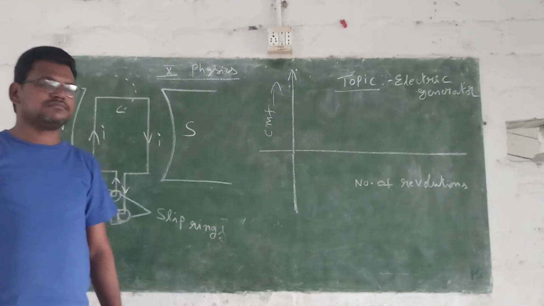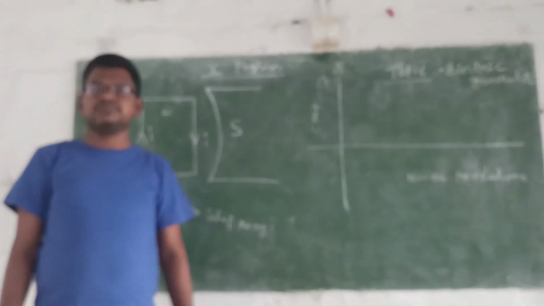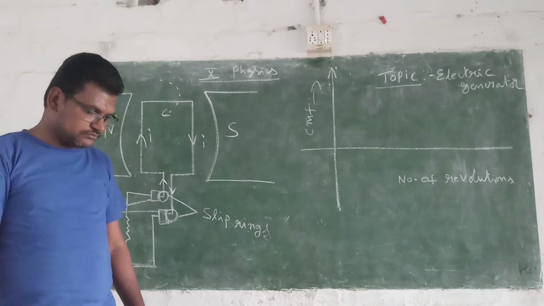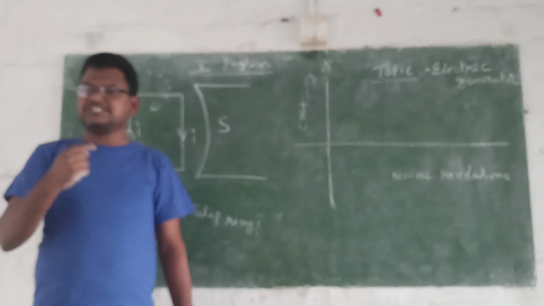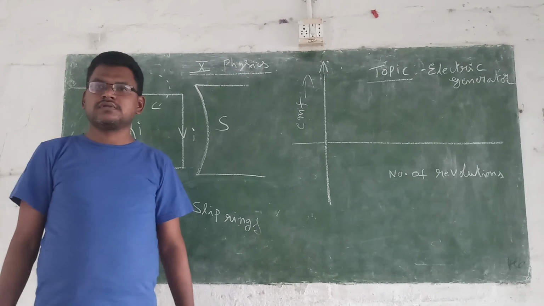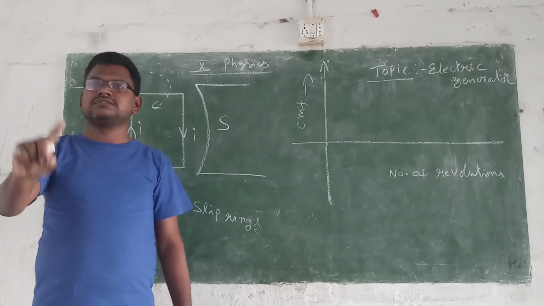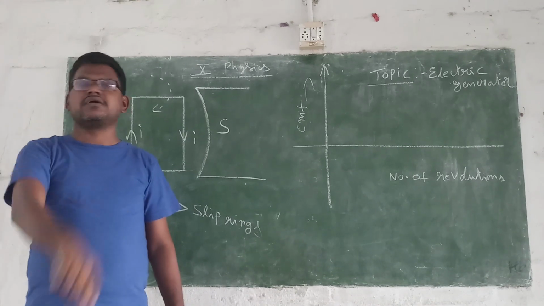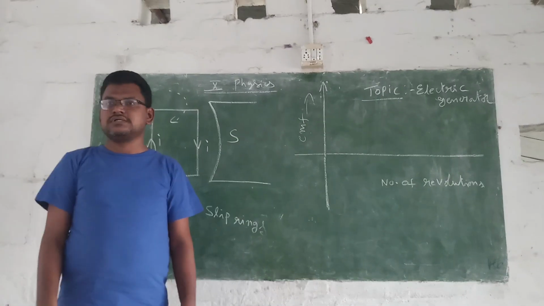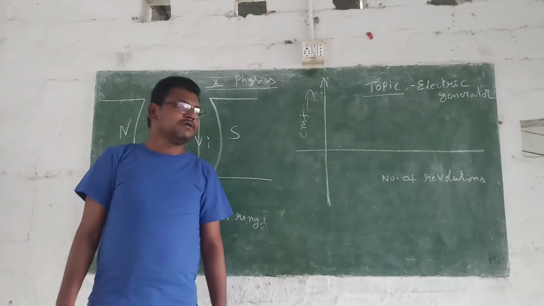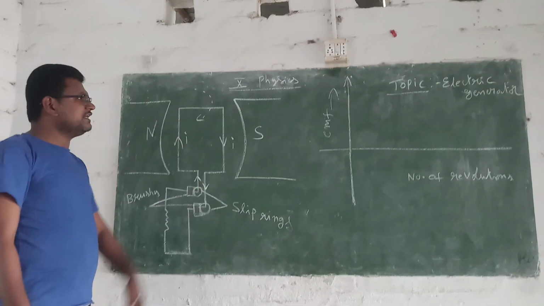An electric motor is a device that converts electric energy into mechanical energy. In the case of an electric motor, we supply the electric energy. By utilizing it, the electric motor converts that electric energy into mechanical energy. Okay, so in that way we use electric motors. Now in this class, let's see the electric generator.